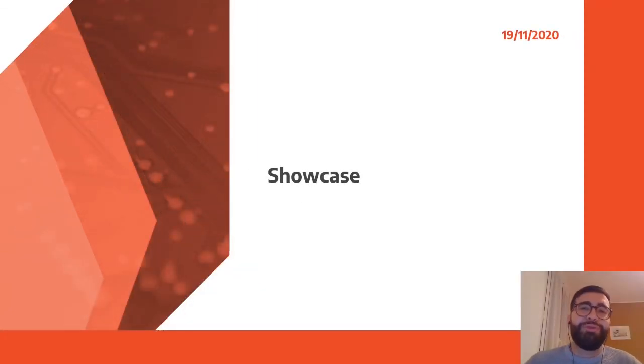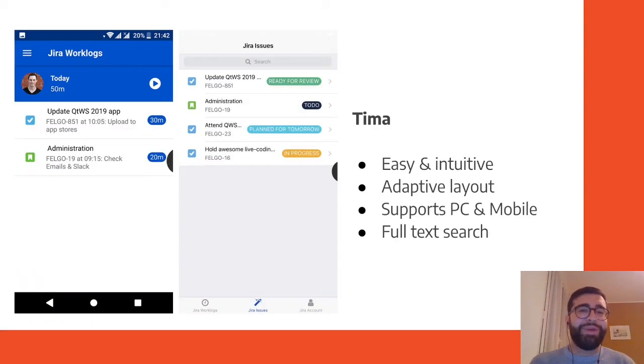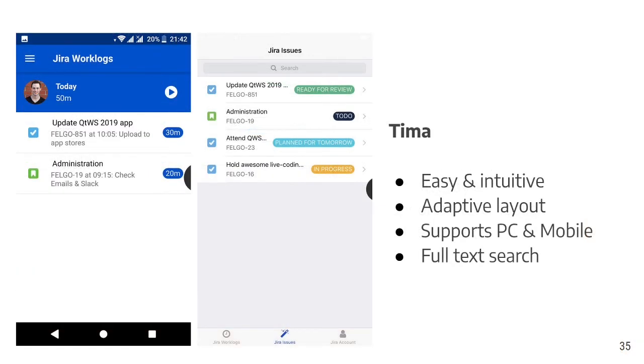Let's now move to showcase some of the products that you are actually able to create using Felgo. These are all open source applications. You will find them bundled into the Felgo Dev app, and you can use it to build your own application on top of those. Let's start with this. This is Stima, our very own Jira tracker.